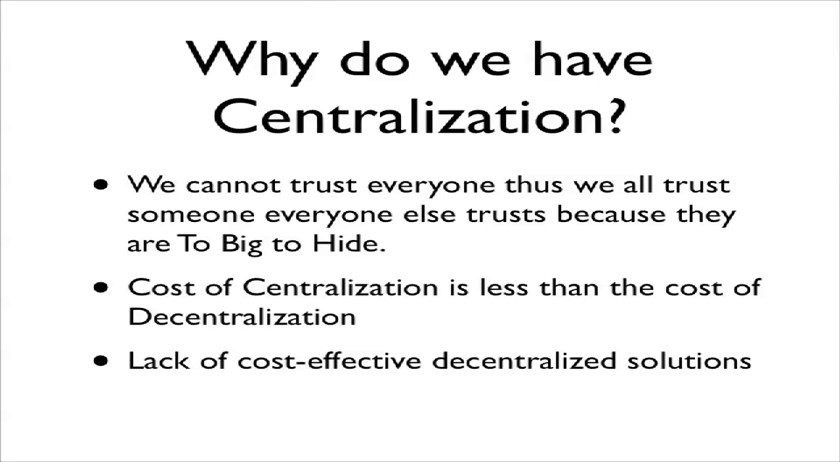So why do we have all this centralization? Because it's hard to know who you can trust. And so we all take the easy way out, and we trust someone everyone else trusts. There's a philosophy there, too big to hide so that we can trust them. The cost of centralization is often much less than the cost of decentralization. And this is because there's a lack of cost-effective decentralized solutions. So what we're doing at Invictus is coming up with cost-effective decentralized solutions.